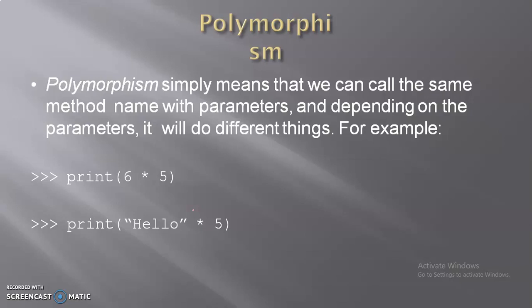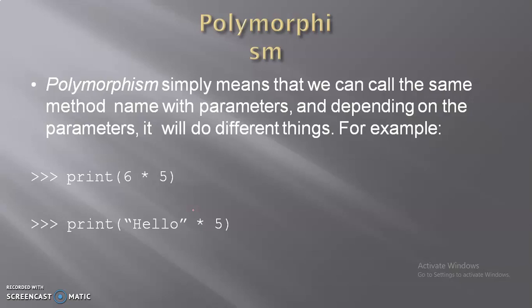Those two differ based on compile time and runtime. There are two types of polymorphism, that is compile time polymorphism and runtime polymorphism. Our Python supports only runtime polymorphism. I will show the example of this runtime polymorphism, method overriding, and how we can do that in our Python.